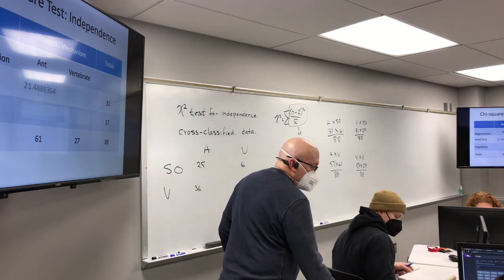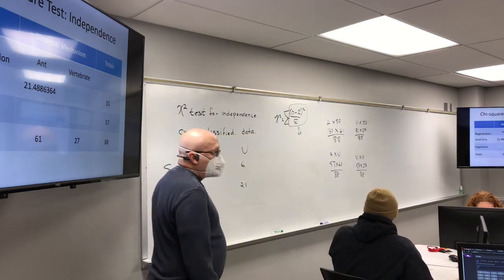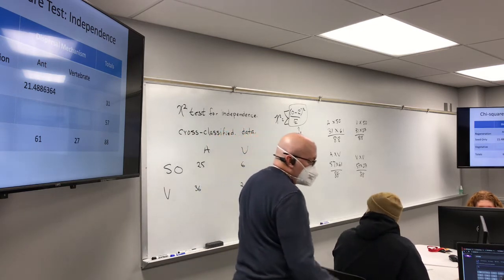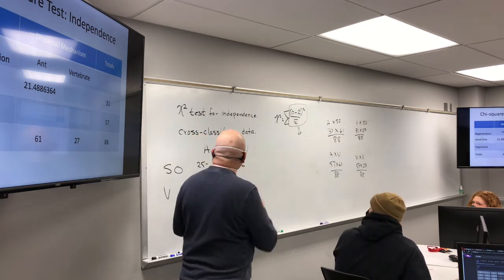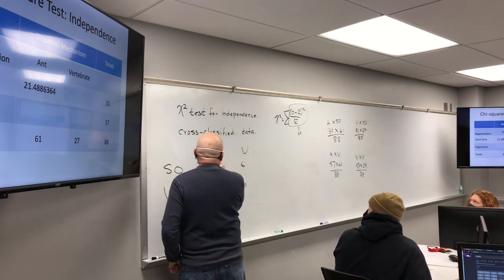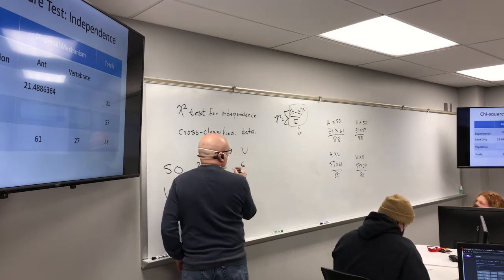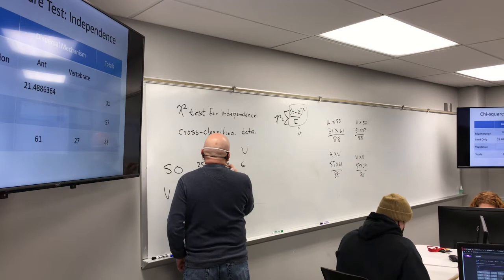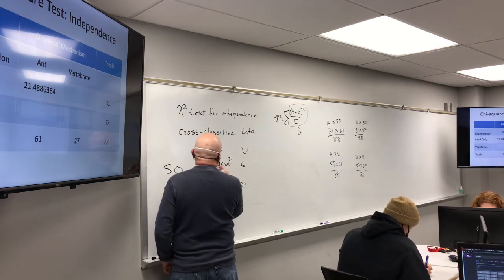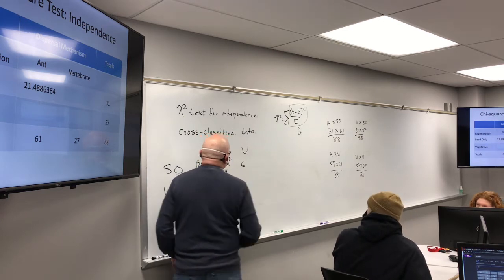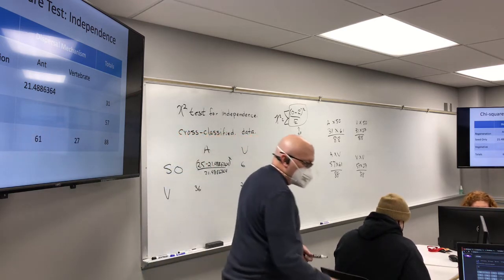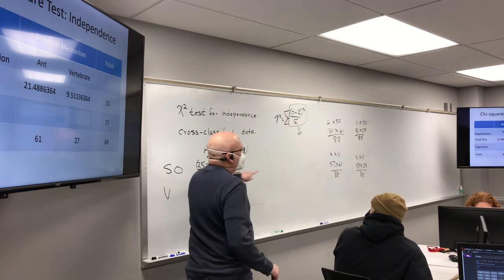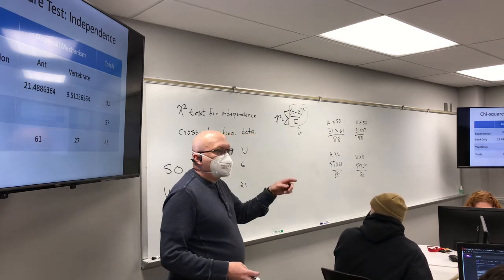All right, here's what I got. Let me know if you got the same. I got 21.49 essentially for this one. So if we're calculating the chi-square, what we would do is take 25 minus 21.4886364. We would square that difference, and then divide it by the expected value. And this would be this cell's contribution to the overall chi-squared analysis. I got 9.5113. Did you guys get this?